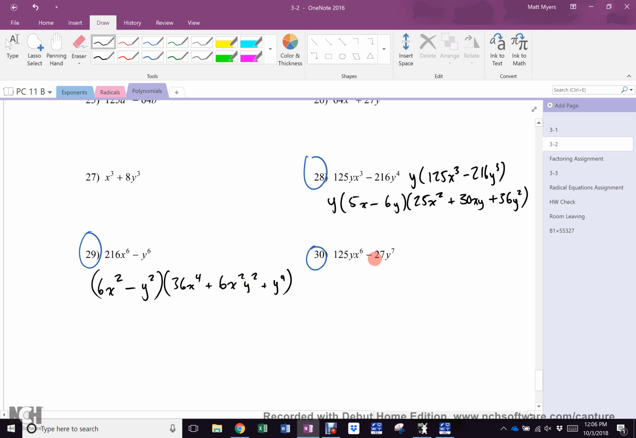And lastly, what's coming out? Again, it's a y. It's exactly the same as 28. So if you could do 28, you can now do 30. Any questions?